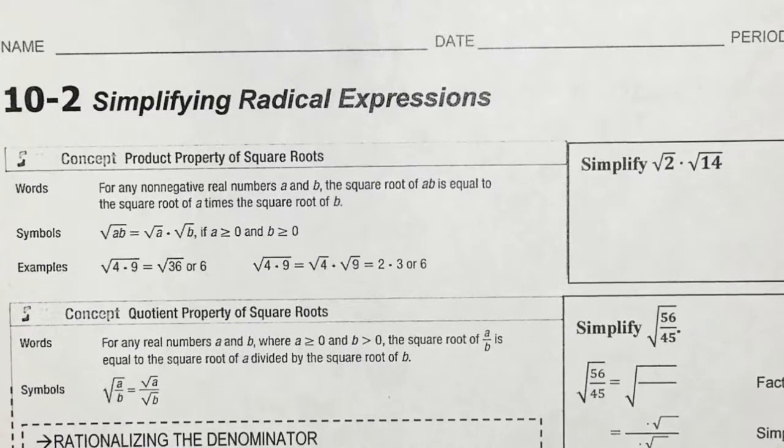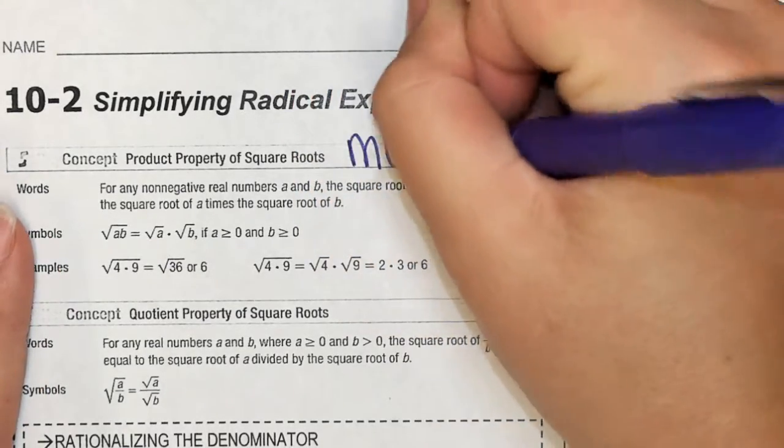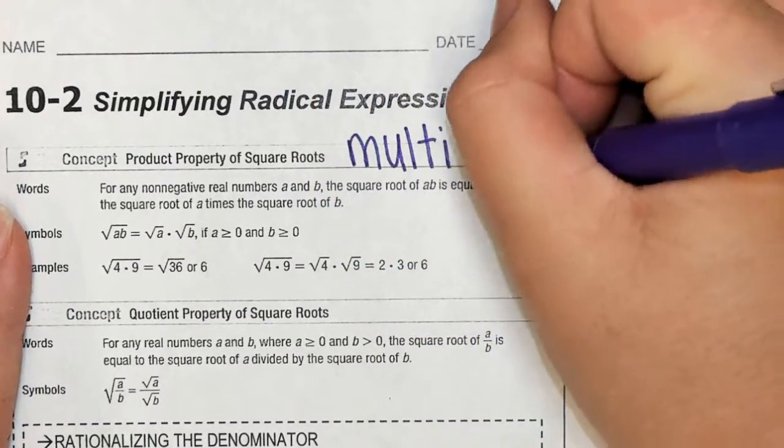All right, so we have been practicing simplifying radicals. That's what your homework was last night, was to practice simplifying. Over the next couple of days, we're going to practice multiplying and dividing radicals. Just today, we are going to multiply radicals.